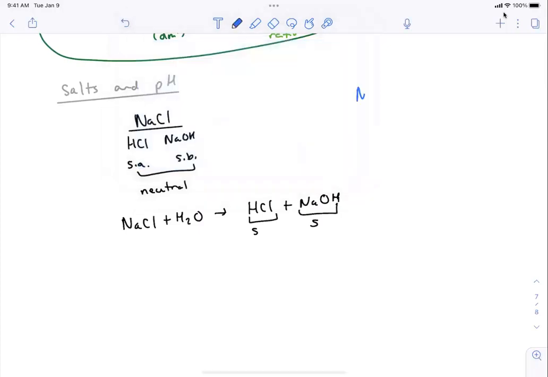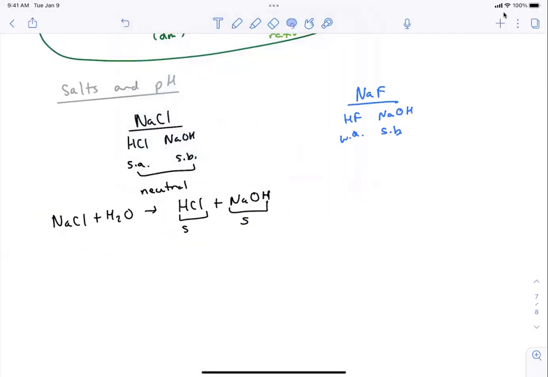Now, if you have something like NaF, what does NaF come from? HF and NaOH. You just usually add OH to the first species and H to the second species. So HF and NaOH. So this is a weak acid and a strong base. So you end up with a basic salt. The strong parent, or the strong acid or base that it originates from, dictates what type of salt you're going to have.